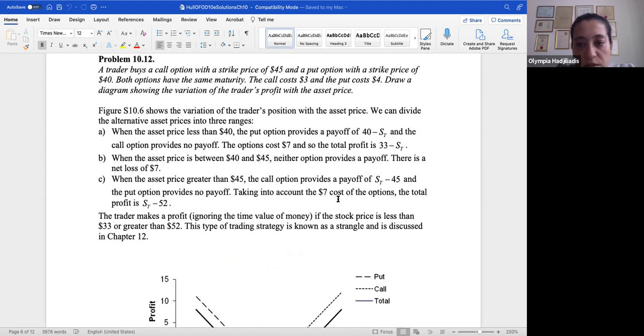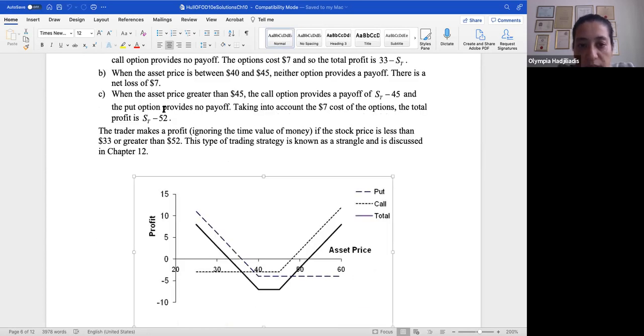We can divide the alternative asset prices into 3 ranges. When the asset price is less than $40, the put option provides a payoff of 40 minus ST, and the call option provides no payoff. The options cost $7, so the total profit is 33 minus ST. When the asset price is between $40 and $45, neither option provides a payoff. There is a net loss of $7.